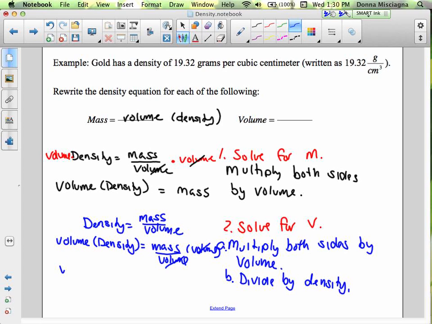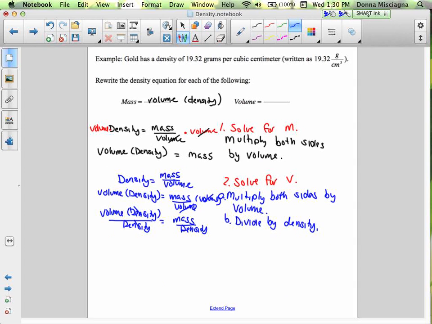So now we have volume times density. And we're going to divide both sides by density because we're solving for volume here. Equals mass divided by density. So the densities will cancel. And so now we've rewritten this, solving for volume. So we have volume equals mass divided by density.